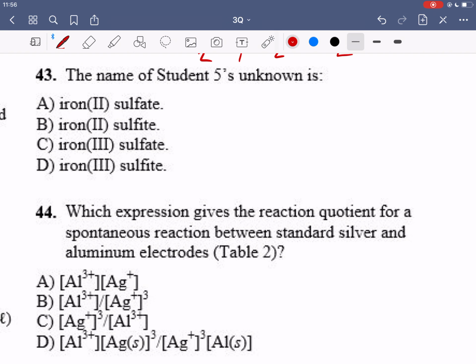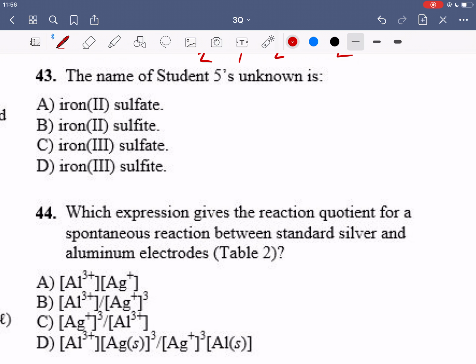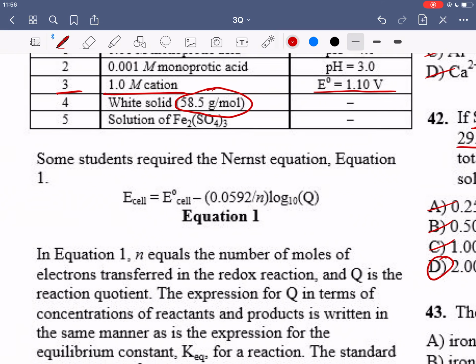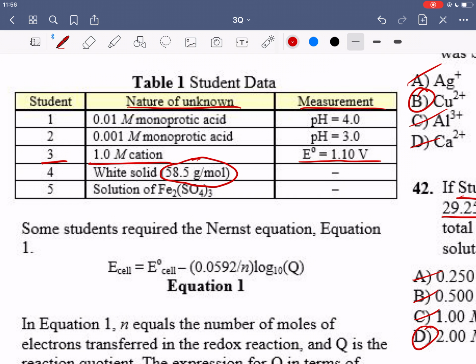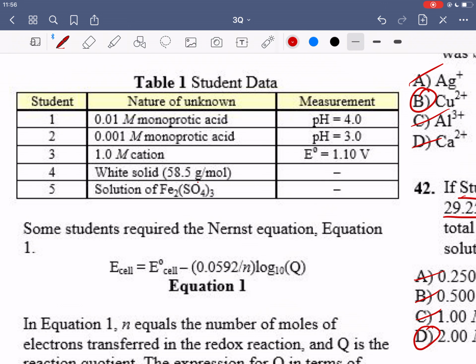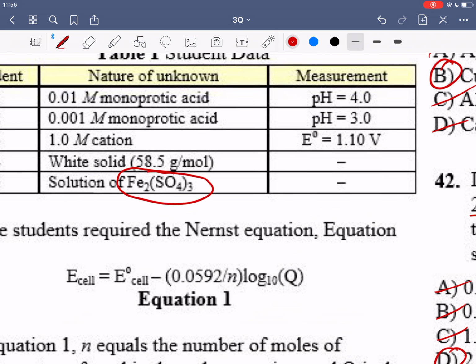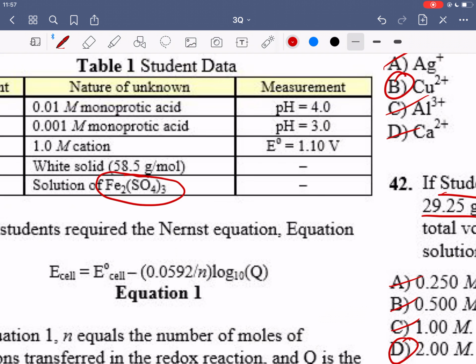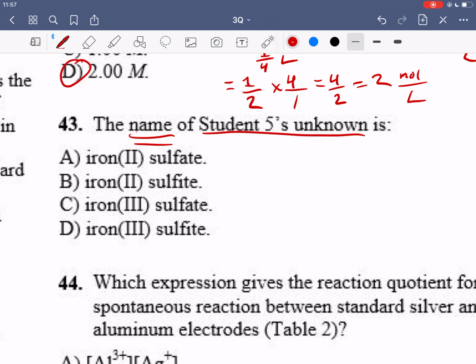Okay, moving on to this third question. The name of student 5 is unknown. So we're asked for the name, and then student 5 is unknown. Okay. Here it is. Fe2(SO4)3. Now for this, two parts.